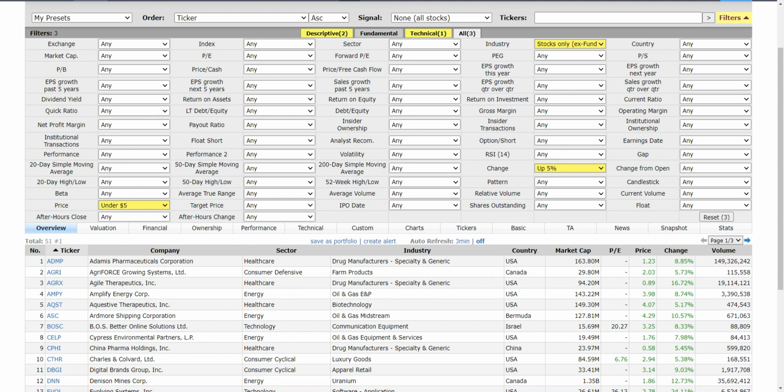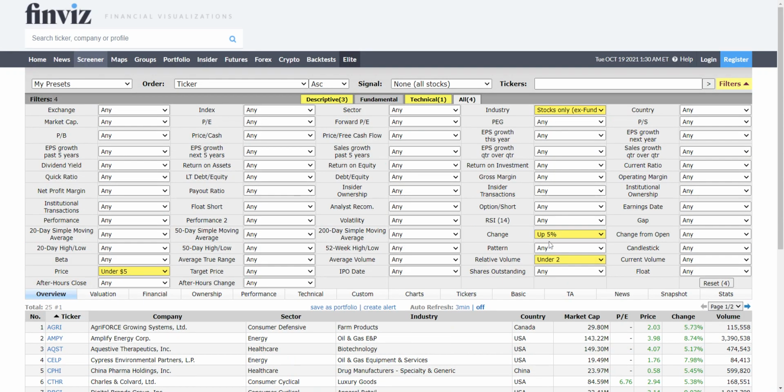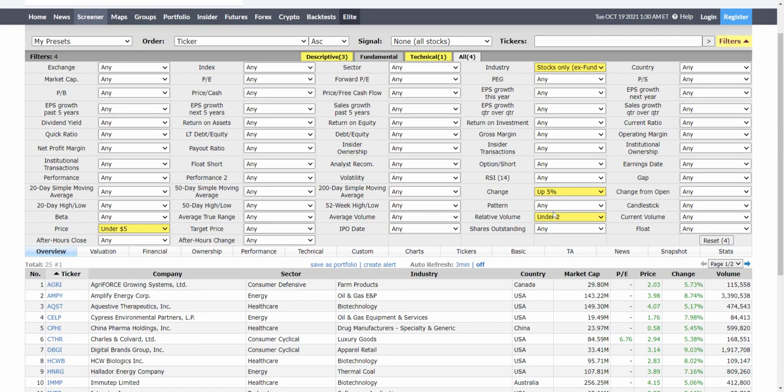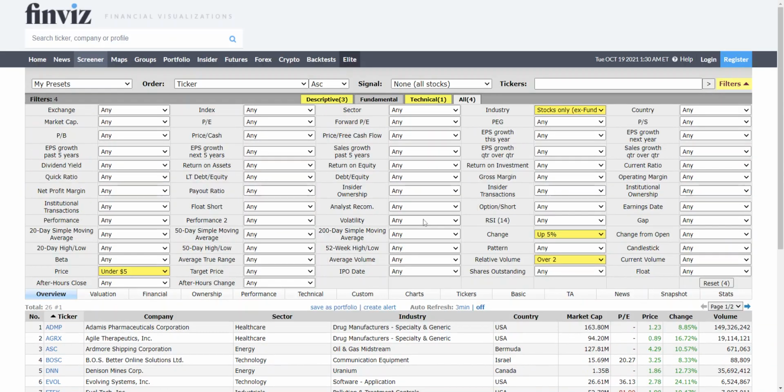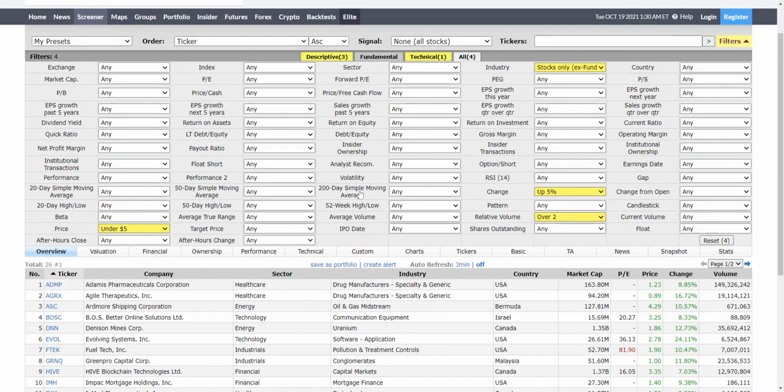I cannot stress this enough. It is an indicator that tells traders how the current trading volume compares to the past trading volume over a given period. In this case, over a 3 month average. The relative volume will be over 2 in this case, not under, but over 2. That was just a mistake on my part. Okay, over 2.